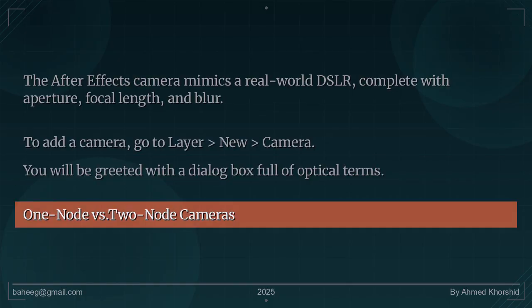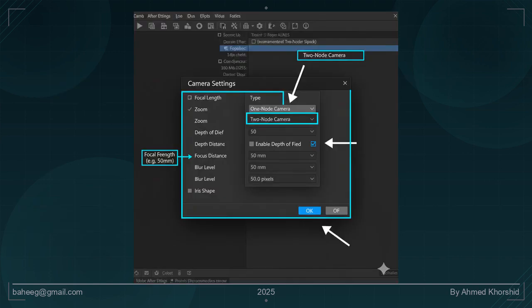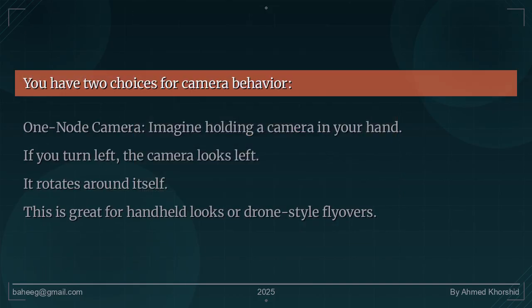1-node versus 2-node cameras. Figure: screenshot of the camera settings dialog box in After Effects. Highlight the type drop-down, 1-node versus 2-node, and the Enable Depth of Field checkbox. Callouts explaining focal length, for example 50 mm, and aperture. You have two choices for camera behavior.